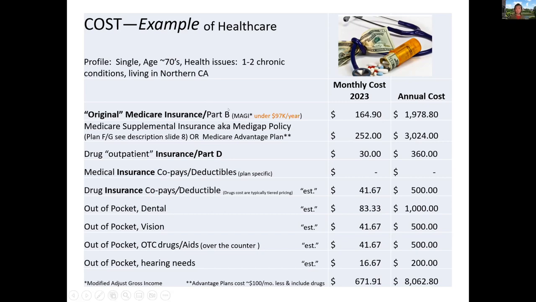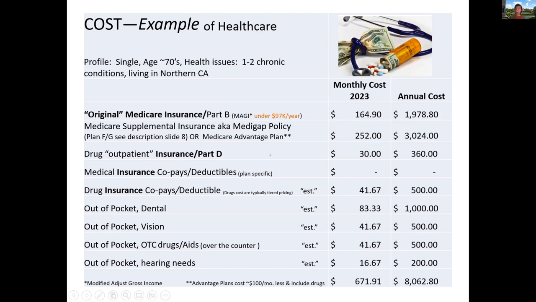So I'm itemizing these details and here comes that $165 a month that the feds will charge me. That's as long as my, oh, here's another acronym for you. MAGI, they call it, Modified Adjusted Gross Income. So if you're making less than $97,000 a year, it's around $165. Then you have that supplement Medigap policy that I talked about. And the one that I chose is currently running about $252. When I started, this was around $160.